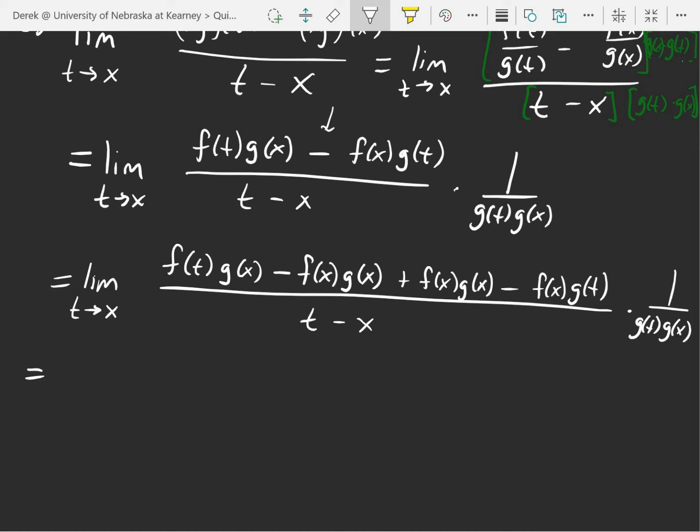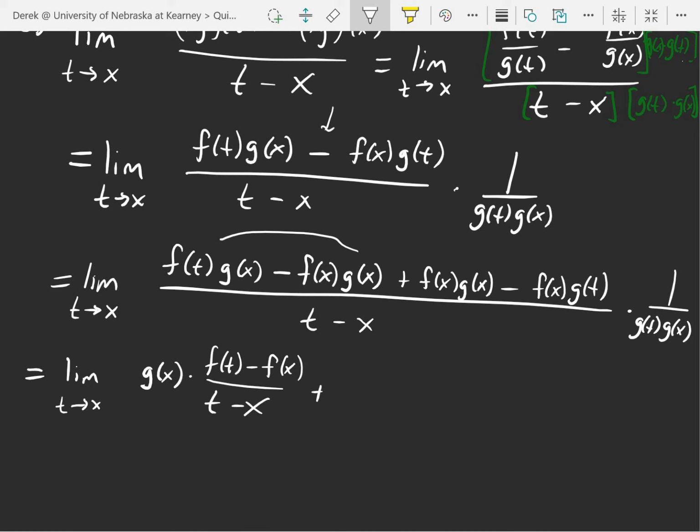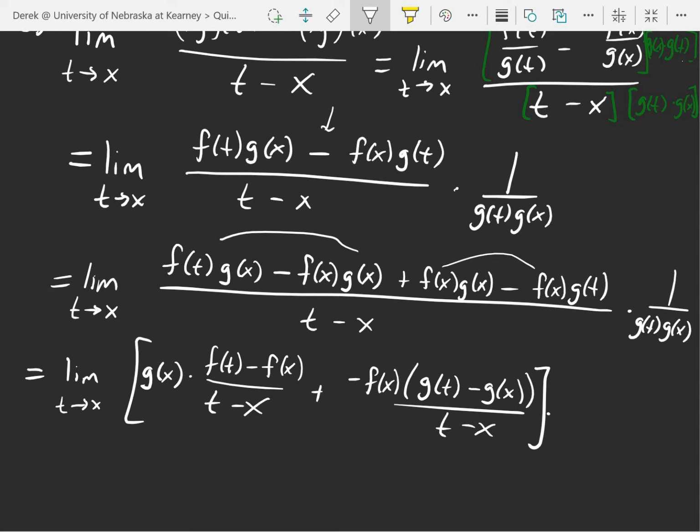Now let's factor out g of x from these first two terms. I can factor out g of x there. So t goes to x. I factor out g of x. I get g of x times f of t minus f of x over t minus x plus, and then in these two I can factor out negative f of x. And if I factor out negative f of x, I put the g of t and g of x in the right order. So I've got g of t minus g of x, which is the order that I want those in, divided by t minus x. That's where that minus sign comes from in the quotient rule. And then multiplied this whole thing by 1 over g of t, g of x.